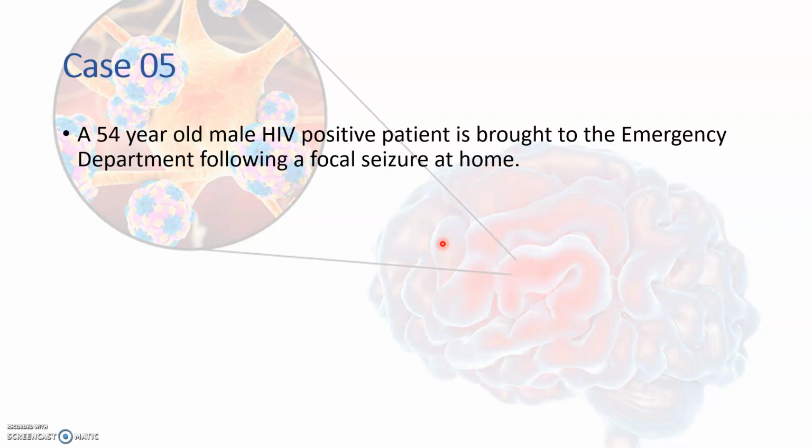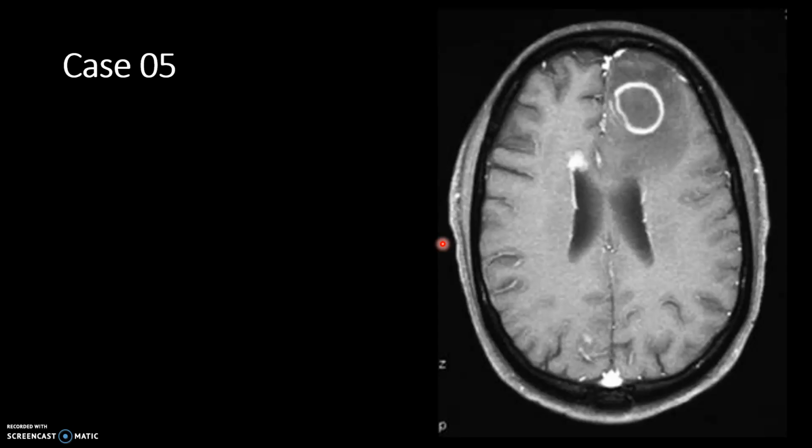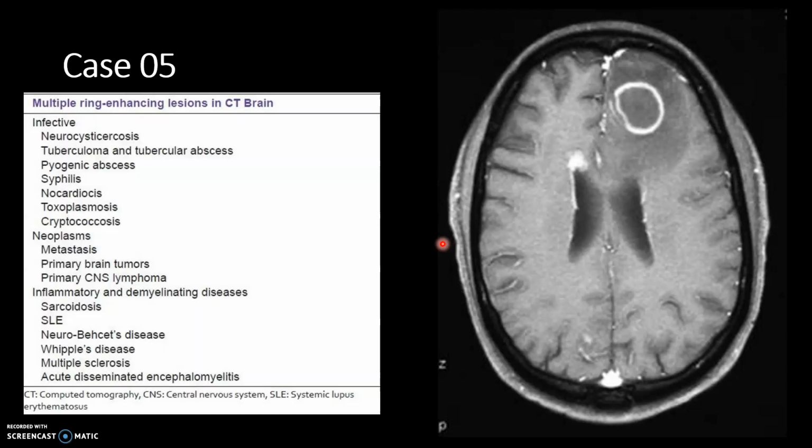Finally, we have a 54-year-old HIV-positive patient who is brought in following a focal seizure at home. And, of course, what we're seeing here is a ring-enhancing lesion. It's really important for us to know the causes of ring-enhancing lesions on CT brain scan, particularly as it pertains to HIV patients, but these things are seen with other patients as well. The ones highlighted are important causes of ring-enhancing lesions of the brain.